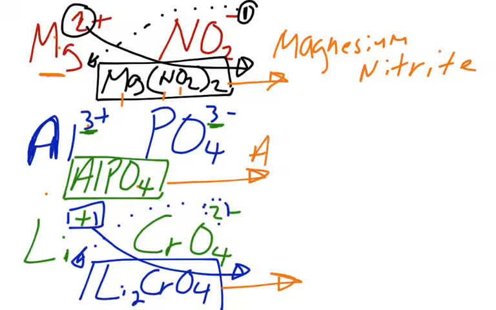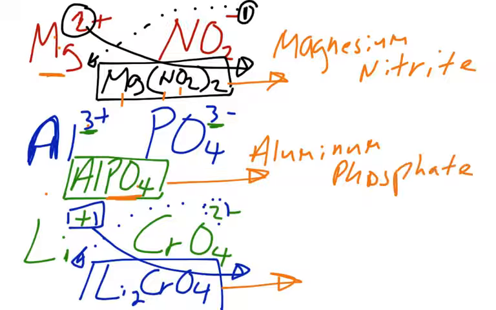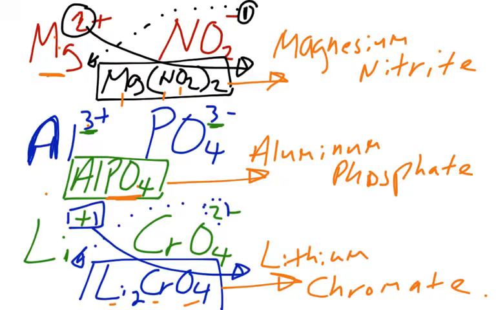Al is aluminum, so you put aluminum down. And PO4 on your reference table is phosphate, so you put phosphate down. Once again, polyatomic ions, you don't have to modify their names. Okay? And this last guy right here is Li2CrO4. The Li will be lithium, and the CrO4 will be chromate. And you're done.